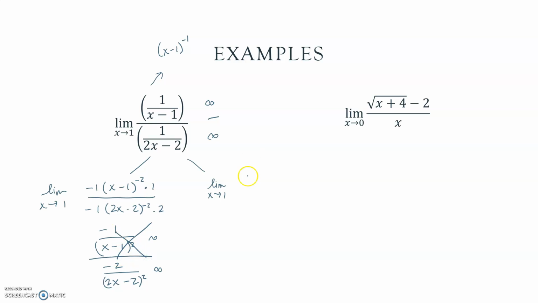It's not. So if I am dividing fractions, 1 over x minus 1, that's the same thing as multiplying by the reciprocal. So I'm going to multiply by the reciprocal of 1 over 2x minus 2. Now I have 0 over 0, so now I can use L'Hopital's rule, and I have 2 over 1, which is 2.